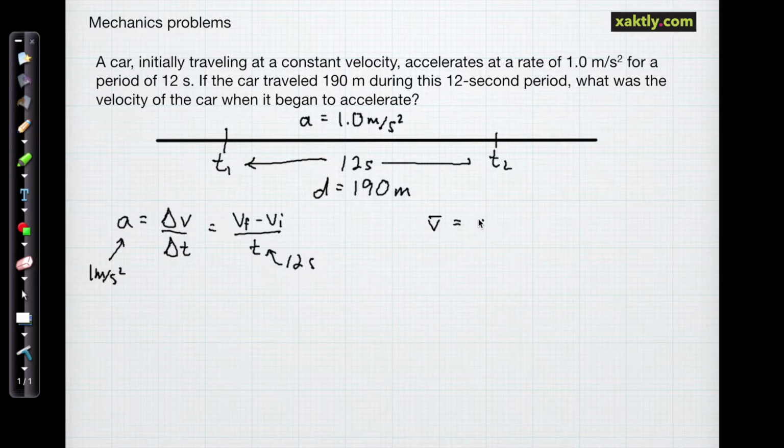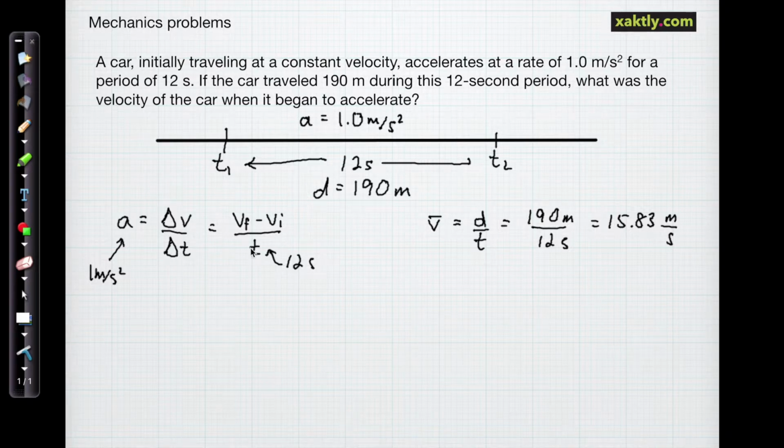Now another thing that we know is the average velocity of this car, which is distance over time, and we know that the car travels 190 meters over 12 seconds, which gives us an average velocity of 15.83 meters per second, assuming that the acceleration is smooth and constant.